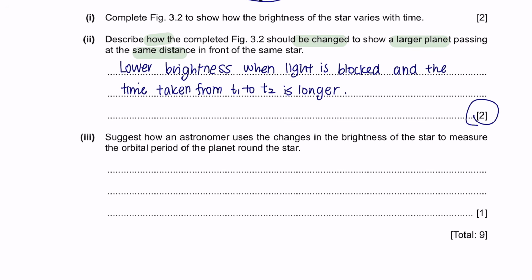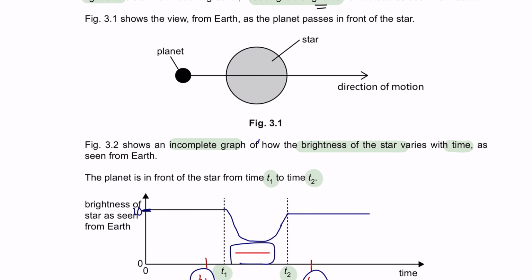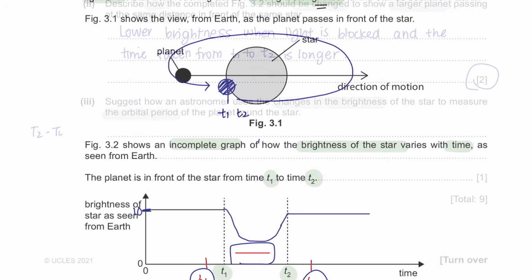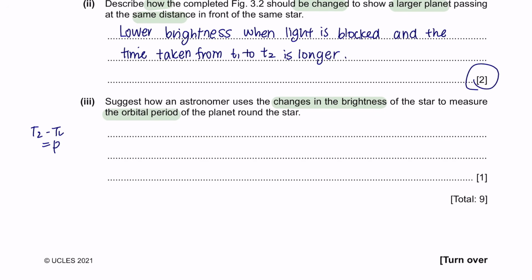Part 3 suggests how an astronomer uses the changes in the brightness of the star to measure the orbital period of the planet around the star. So to find the orbital period, we can measure the time when the brightness initially starts to reduce, which is t1, and then wait until the next time the brightness starts to reduce again. So this here would give us the orbital period of the planet.